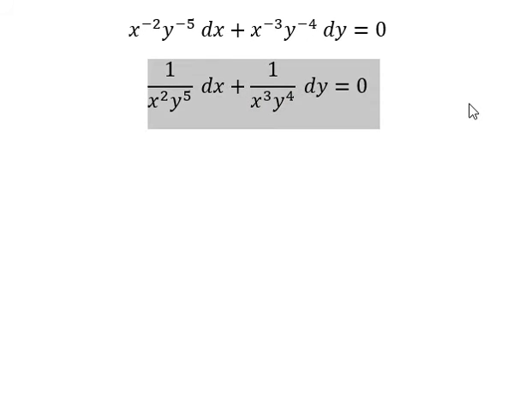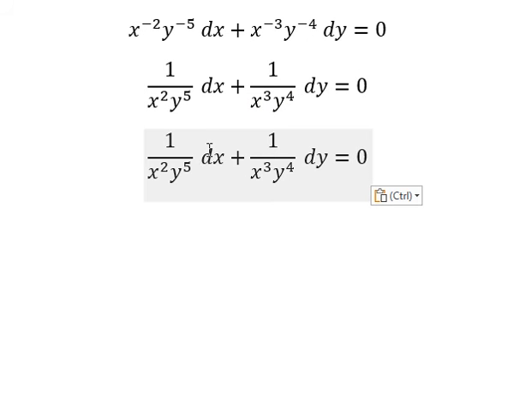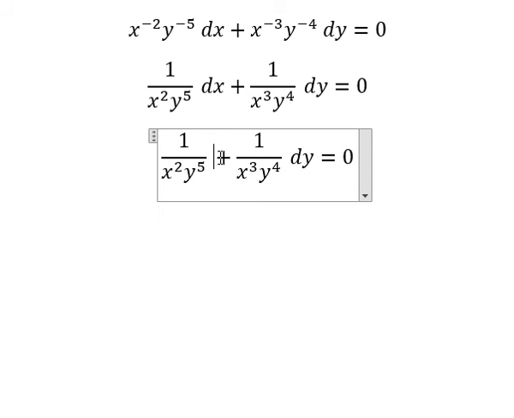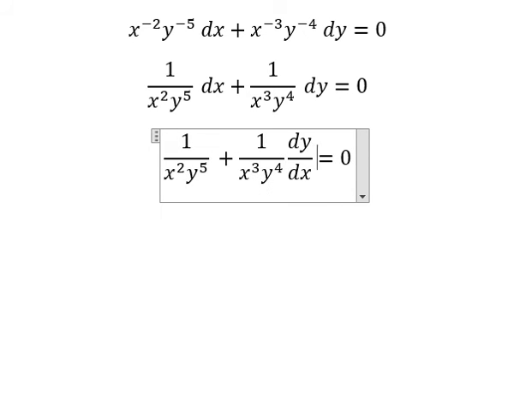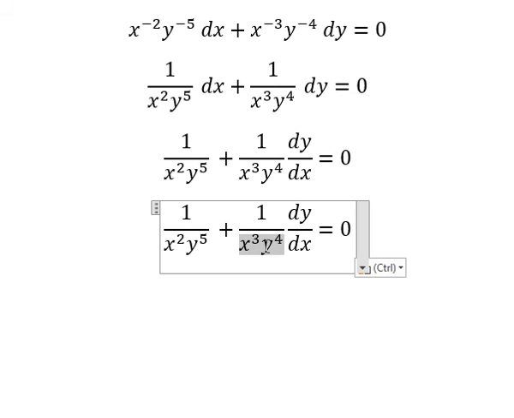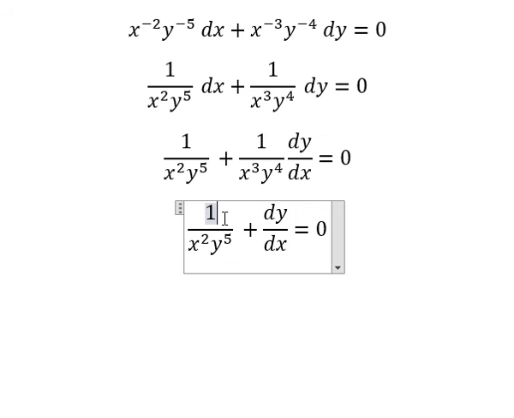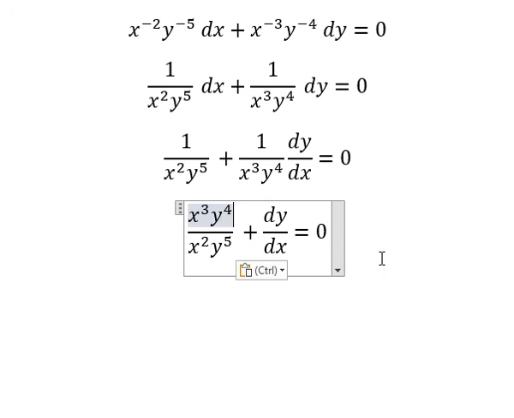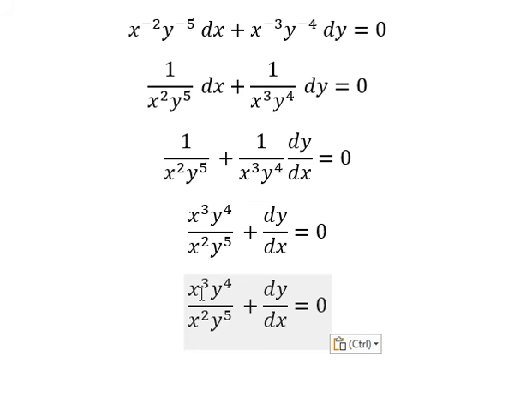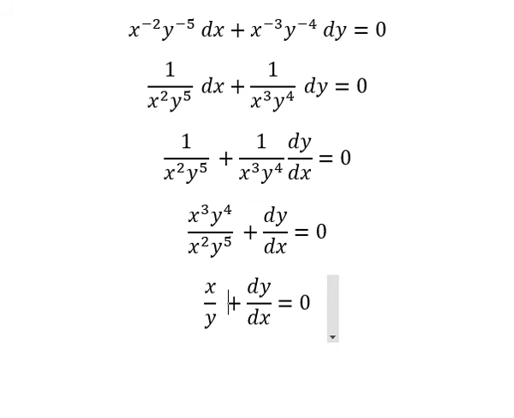Next, we divide both sides by dx. Next, we multiply both sides by this one. And now we need to simplify, and we have x over y.